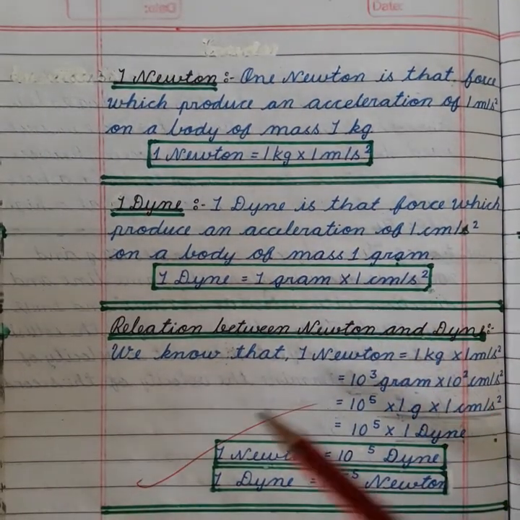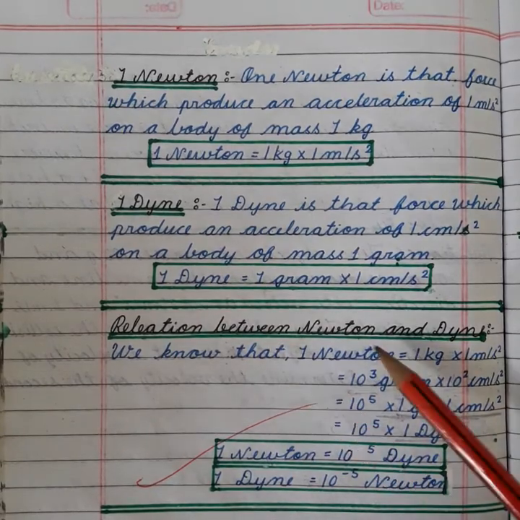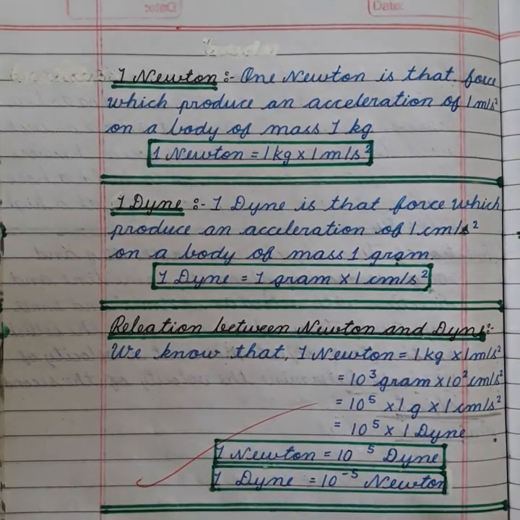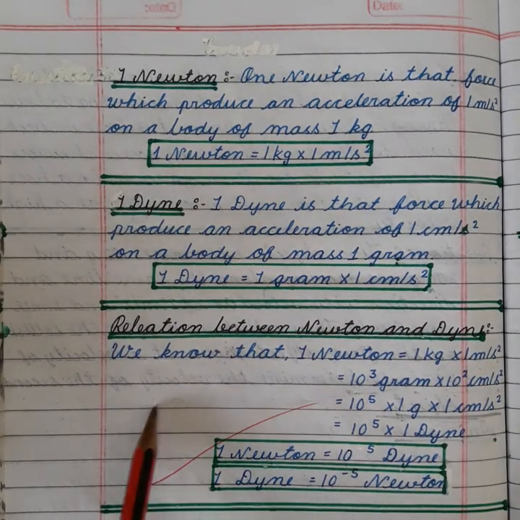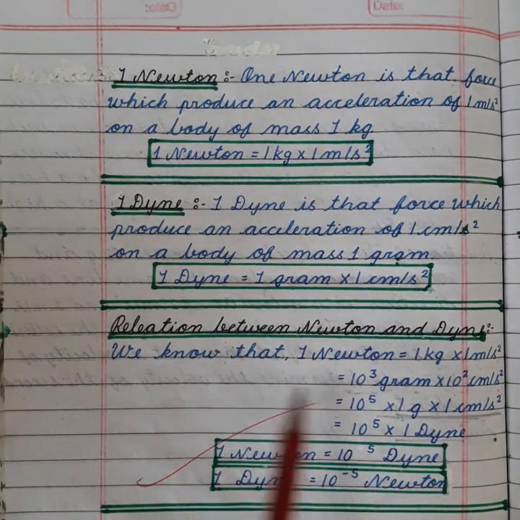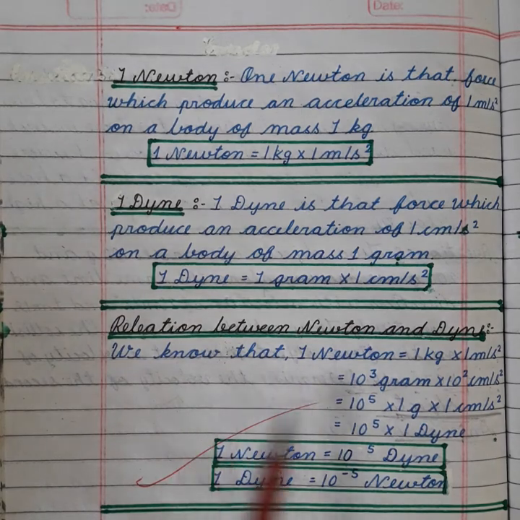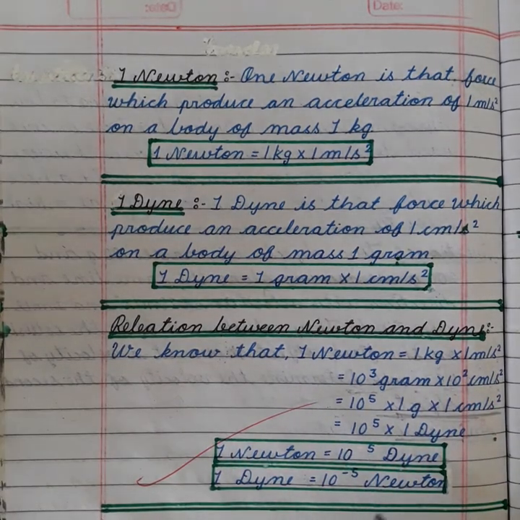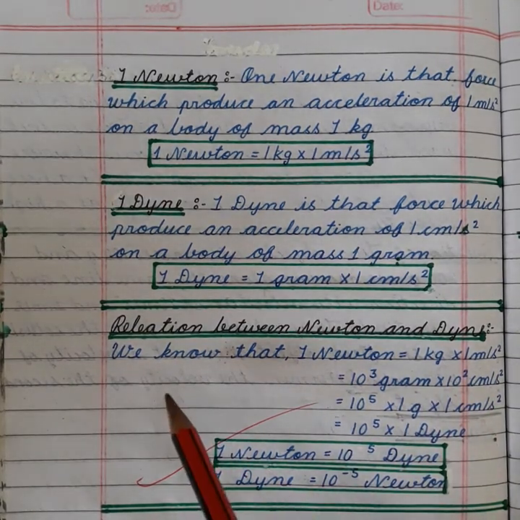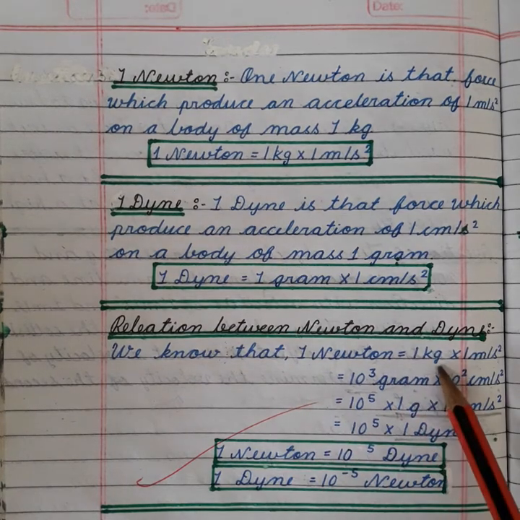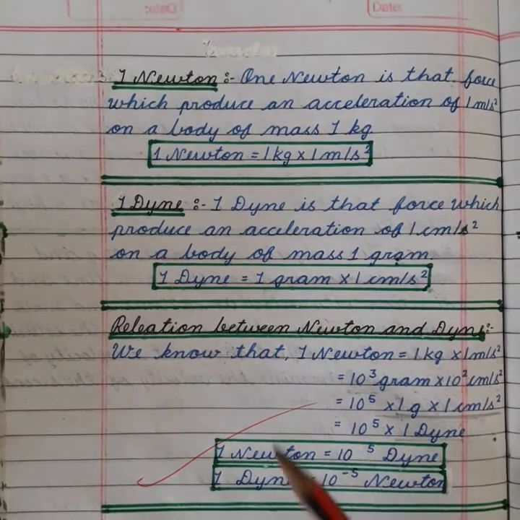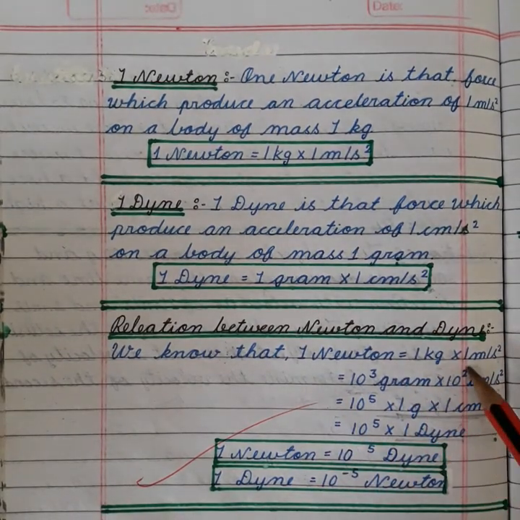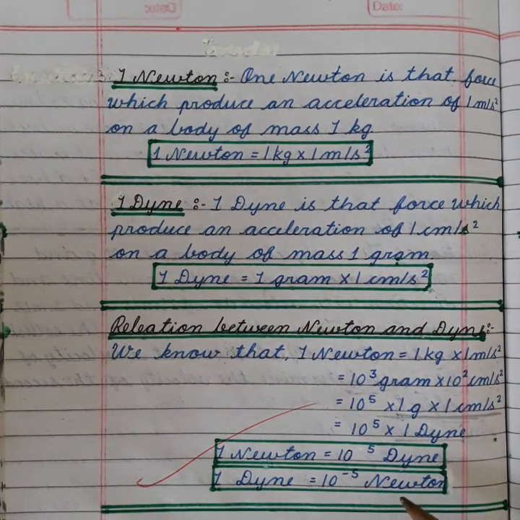And next topic is relation between Newton and dyne. Here you convert the unit of force in MKS system into unit of force in CGS system. So let's start now. You know that 1 Newton equals 1 kg into 1 meter per second square.